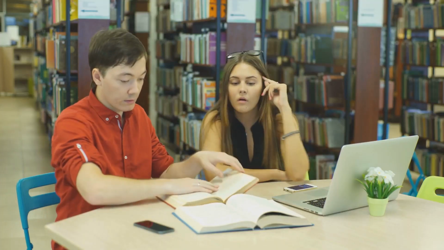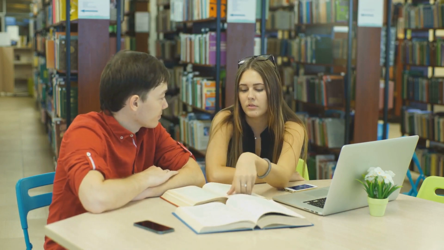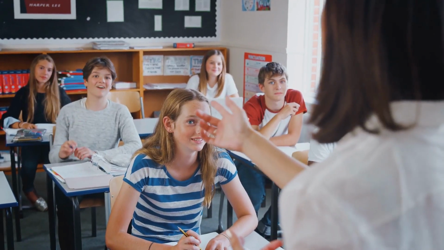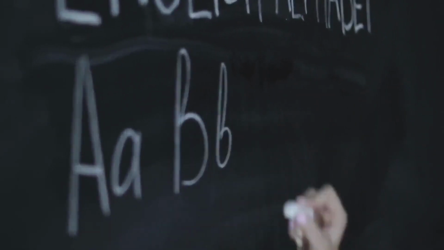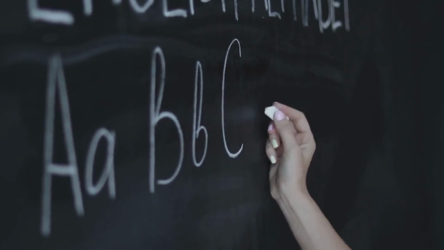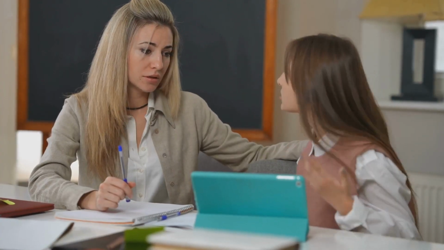"What is she like at school?" This asks about her behavior and personality in a school setting. "At school she is quiet," or "At school she is a good student." "What is she like as a teacher?" This asks about her teaching style and personality as a teacher. "She is strict," or "She is kind," or "She is patient."